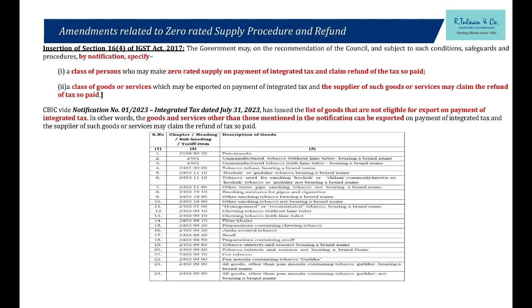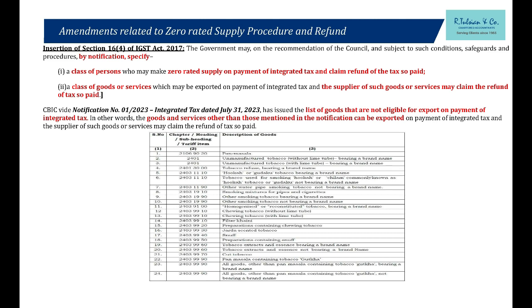There is an amendment here, insertion of new section 16 subsection 4. Government says, remove everything else. I will now notify the class of persons, I will notify the goods and services for which you can make export with payment of IGST. I don't care what you do, what your business model is. If your goods are not there in this list, you can do the export with payment of IGST.